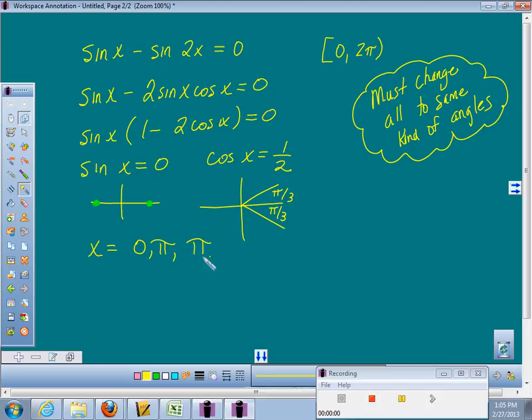Okay. Yeah, pi over 3 and 5 pi over 3. Did I do anything to cause me to have to check my answers? No. What are the two things that make you check your answers? Fractions and squaring both sides. And we did neither of those, so we're good. We have lovely answers.